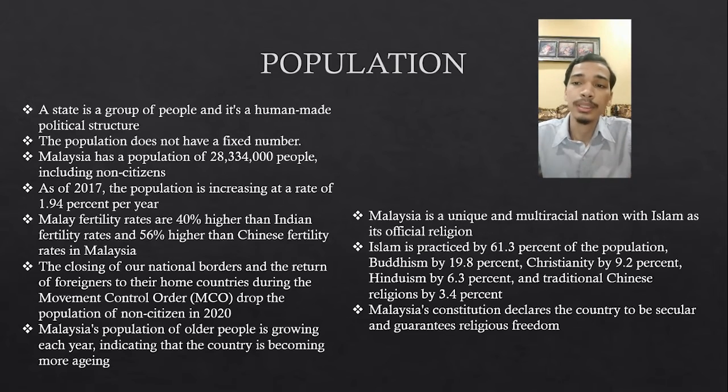Malaysia is a unique and multiracial nation with Islam as its official religion. According to the data provided by the 2010 Population and Housing Census, Islam is practiced by 61.3% of the population, Buddhism by 19.8%, Christianity by 9.2%, Hinduism by 6.3%, and traditional Chinese religion by 3.4%. Other religions such as animism, folk religion, Sikhism, Baha'i faith and other belief systems contribute to the remainder.